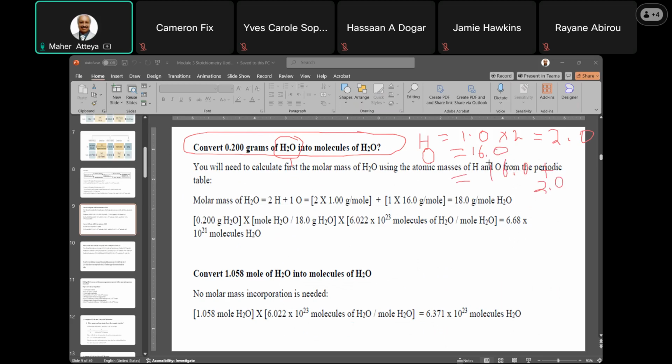So you do the same thing. You have the grams here, the small amount, and you need the larger amount, which is the molecules. So the first thing is you divide by the molar mass, and then you multiply by Avogadro's number. And that's what we did. We divide here, look at this, by the molar mass, and then here it is multiplied by Avogadro's number.